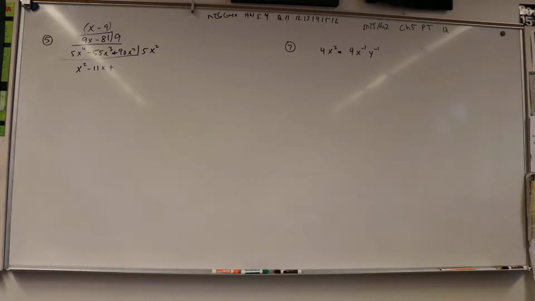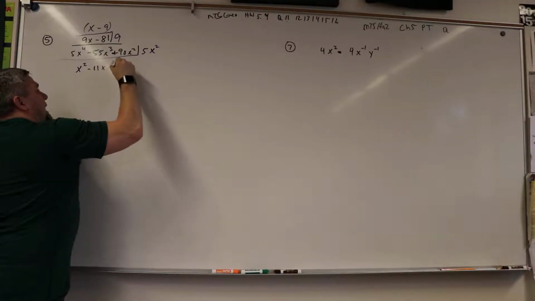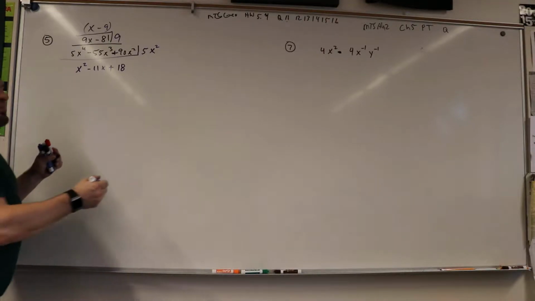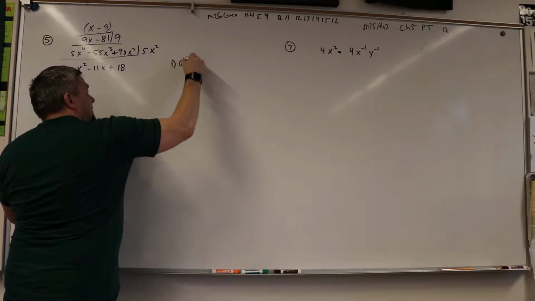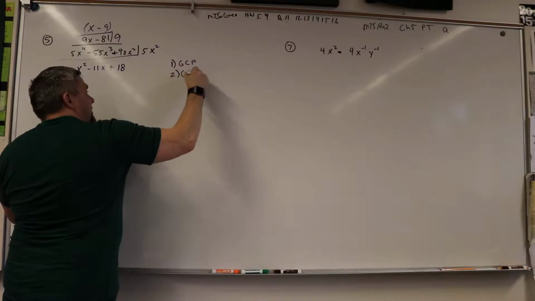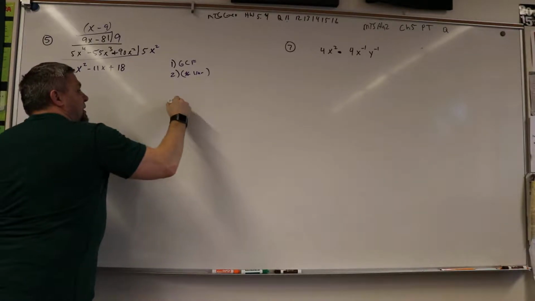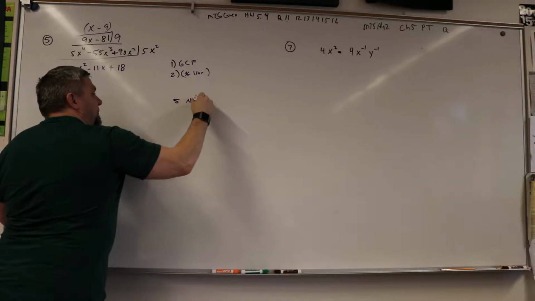Okay, and then what? 18. Okay. Alright, 18. 5 goes into 9 once. 5 goes into 90 18 times, so 18. Now, that's the first step, GCF, right? And then the second step is parentheses, star variable. Now there's no star, so there's no star cleanup.